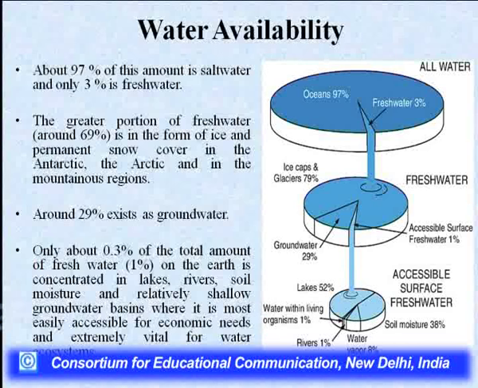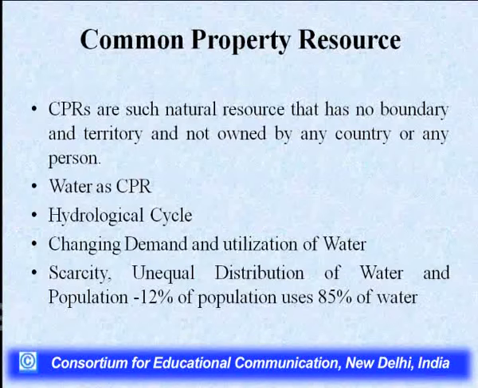Out of that, we use only 1% of the water for different kinds of human activities. It is found in different forms, like in lakes, in rivers, in moisture, and in different soil systems, and it is very important for different kinds of ecosystems.